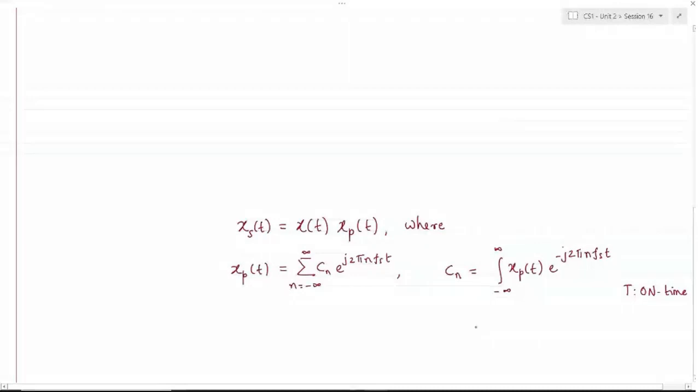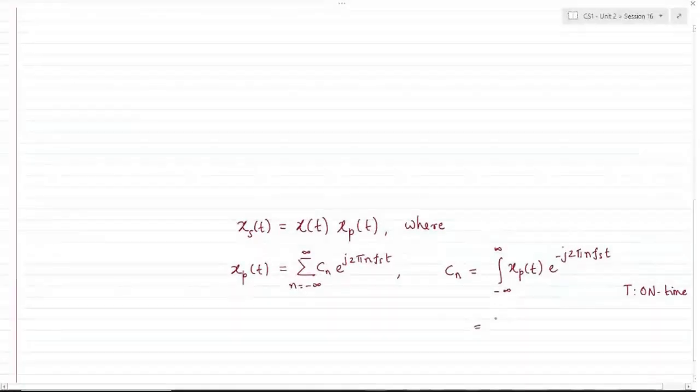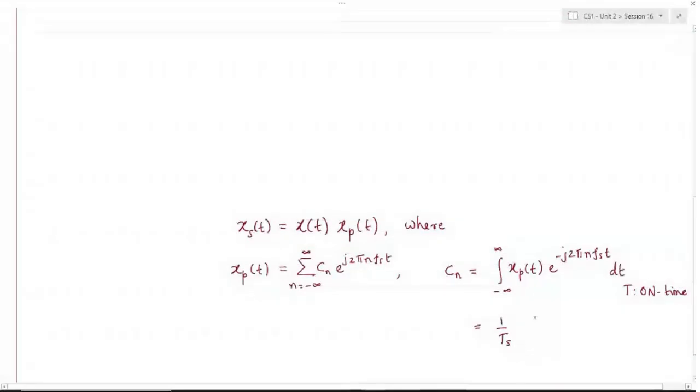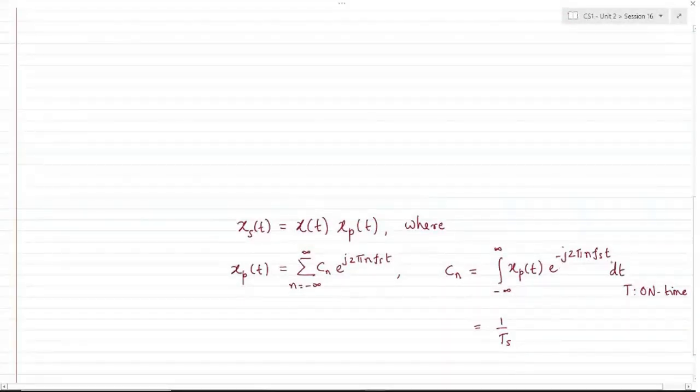Then I can write Cn as 1 over Ts times the integration of e power minus j 2 pi n fs t, which has unit amplitude for only tau duration of time. If you integrate e power minus j 2 pi n fs t over t, that will give you e power minus j 2 pi n fs t over minus j 2 pi n fs.